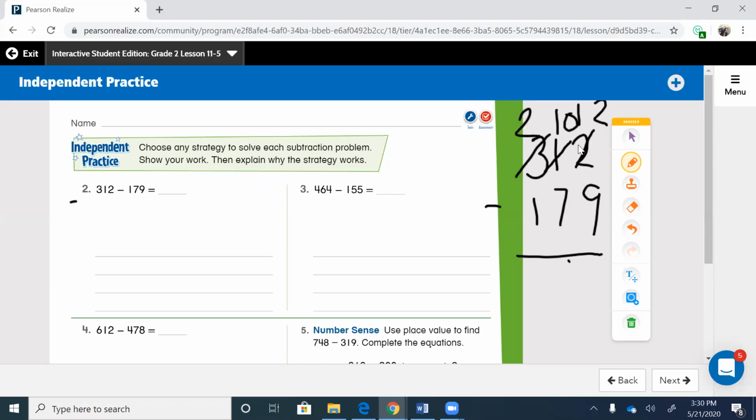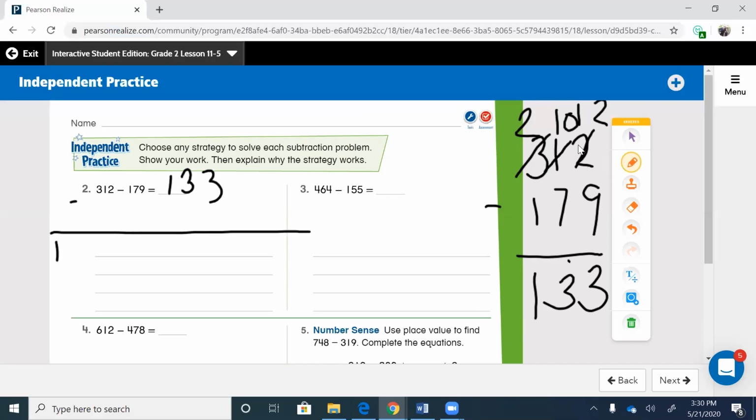12 minus 9 is 3. 10 minus 7 is 3. And 2 minus 1 is 1. So we will get 133. Now let's try it on the open number line. We put our smallest number here and our biggest number here. All right, so let's jump 100.